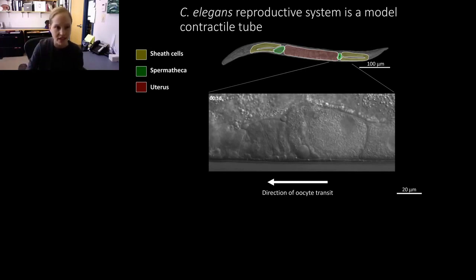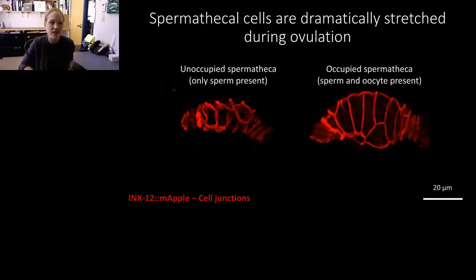So I've been saying that during this process, the spermatheca becomes dramatically stretched and then has to contract. Maybe that is easier to see if you look at what the cell outlines actually look like. In an unoccupied spermatheca that does not contain the oocyte, you can see the cells look very relaxed, sort of compressed. And then once the oocyte enters, the cells become really stretched out. What we're interested in is, what does the actin cytoskeleton look like in this process, and how does it contribute to tissue robustness and contractility?